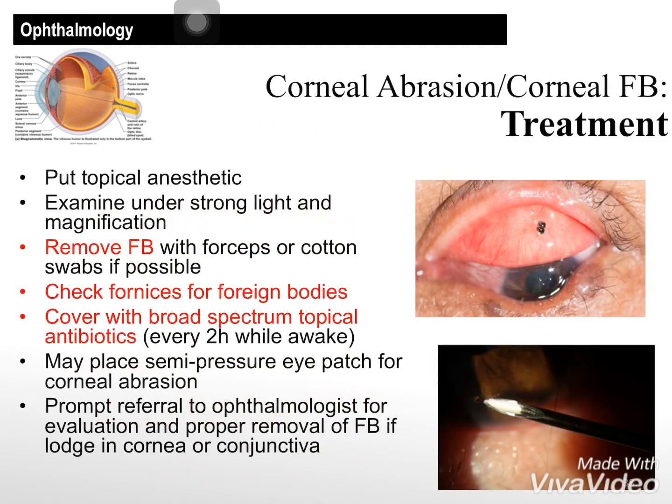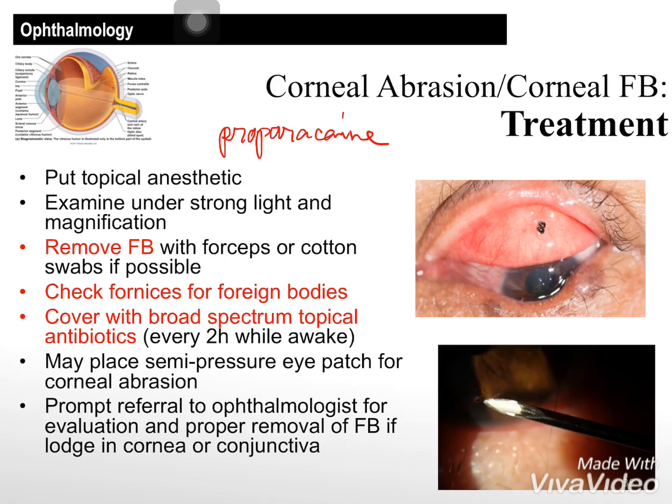If the patient comes to you with trauma and he is all teared up, could barely open his eyes, what you do is check the visual acuity first. If it's okay, then you can put a drop of anesthetic. You can either put proparacaine or lidocaine, your regular, so that the patient will be comfortable while you examine him.